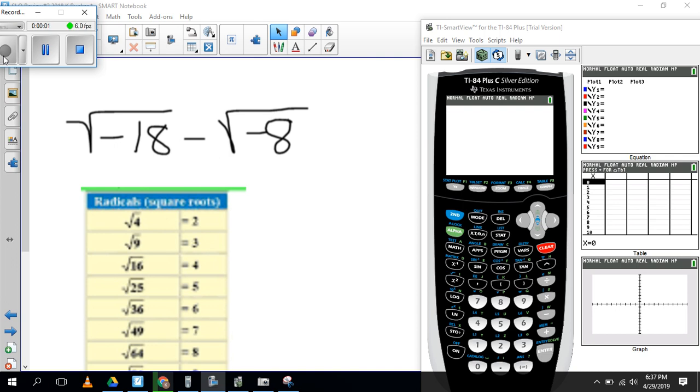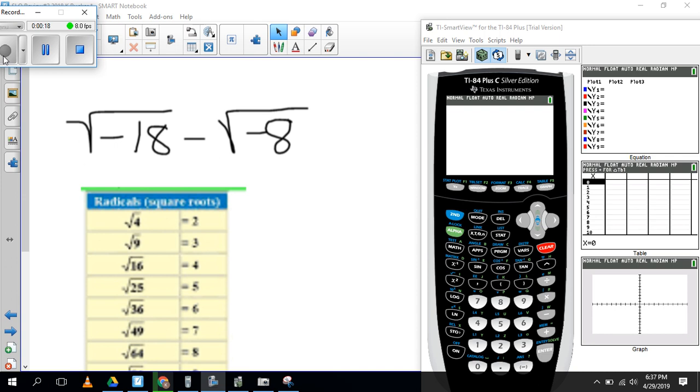Okay, this is Advanced Algebra SLO review number 1. Okay, we're going to start with radicals. This is breaking up radicals and then actually doing an operation with them.